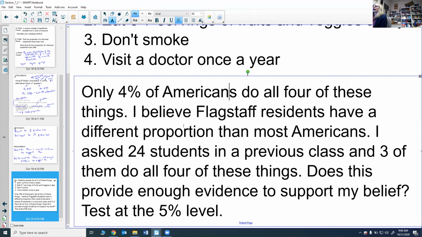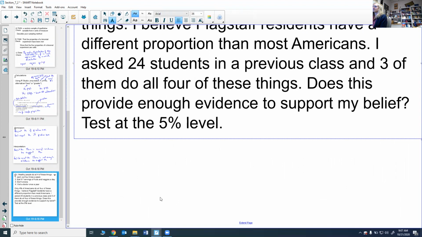All 4 of these things. I happen to believe that Flagstaff, which is where I live, residents have a different proportion than most Americans. I asked 24 students in a previous class, and 3 of them do all 4 of these things. Does this provide enough evidence to support my belief? And I would like to test this at the 5% level.